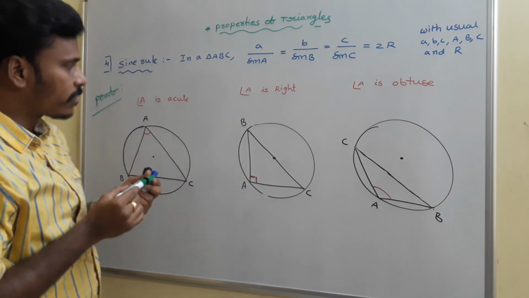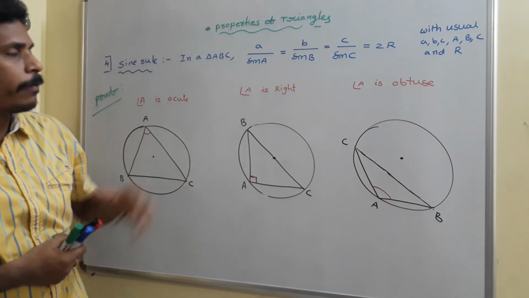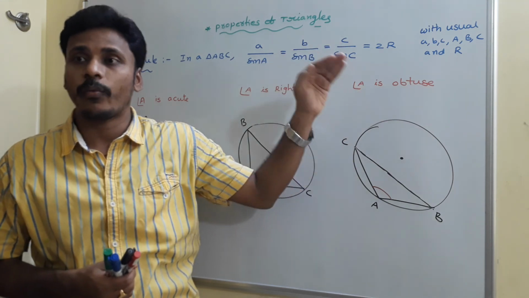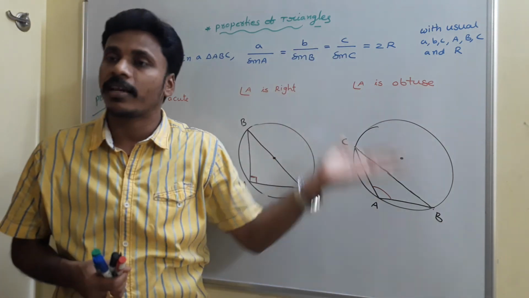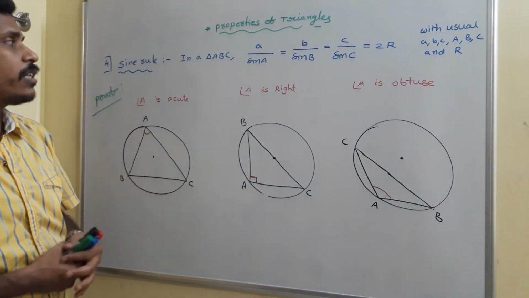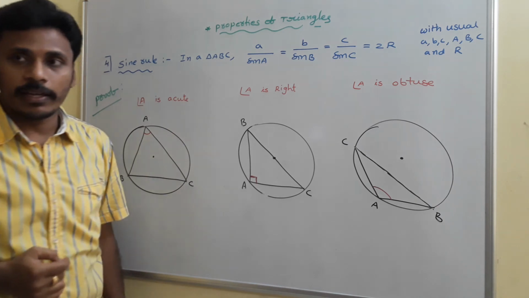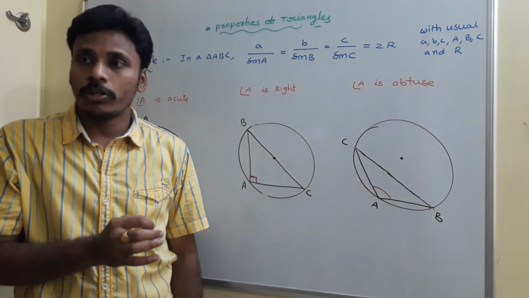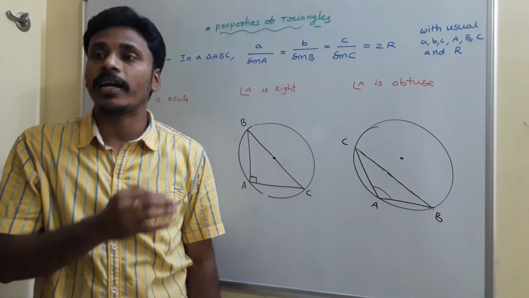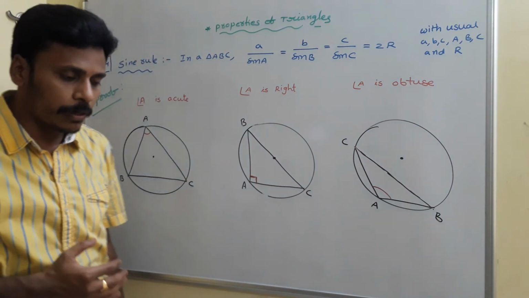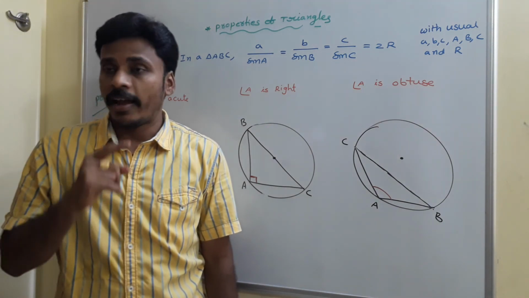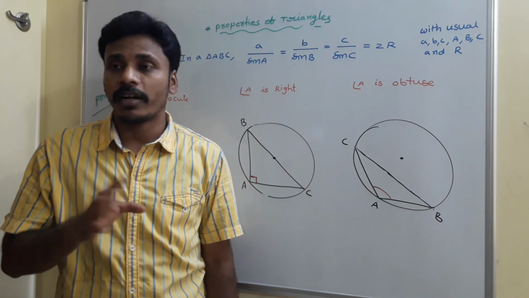You just look at sine rule once again. a by sin A, b by sin B, c by sin C is equal to 2R, where small a, small b, small c are the sides, capital A, capital B, capital C are the angles, and R is the circumradius. We don't know the type of the triangle. The triangle may be acute, the triangle may be a right angle triangle, the triangle may be obtuse. Depending on the angles, we have three different choices.